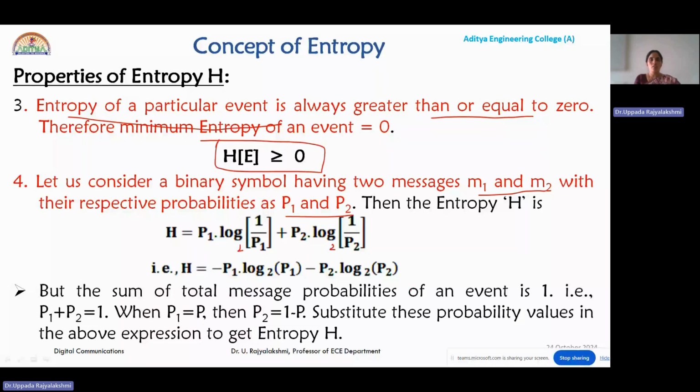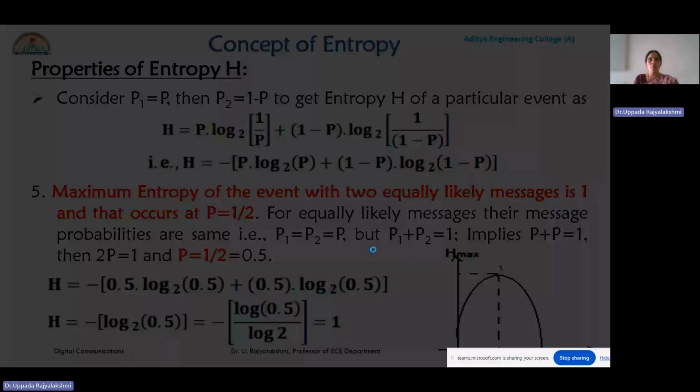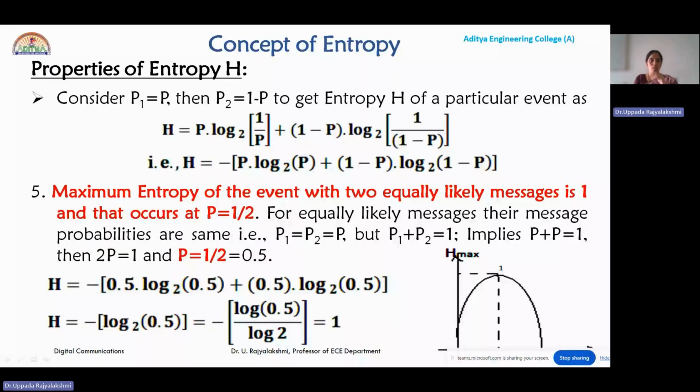For example, in general, we know that the sum of the two probabilities is equal to 1. So P1 plus P2 is equal to 1. For example, if P1 is equal to some P, P2 will be 1 minus P. So just substitute P1 as P and P2 as 1 minus P in the above expression. Then H can be written as minus P log P base 2 minus (1 minus P) log (1 minus P) base 2.